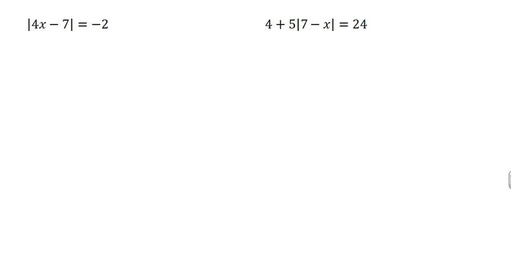This next example, the absolute value of 4x subtract 7 equals negative 2, is a bit of a trick question, because an absolute value is always equal to a positive value. So this one would have no solution.